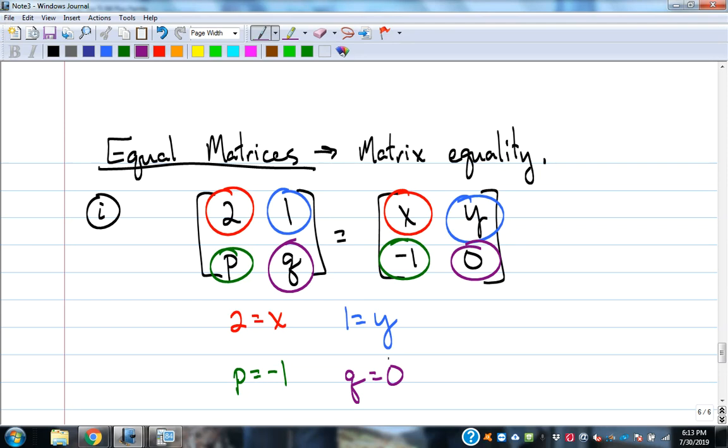That's the most simplistic way I could do that example. We're going to do one that's a little more fun next. But the idea is spot for spot. They've all got to be the same size for it to be equal matrices. They're telling you they are, so you've just got to match up spot for spot.